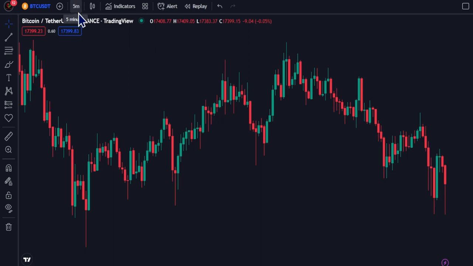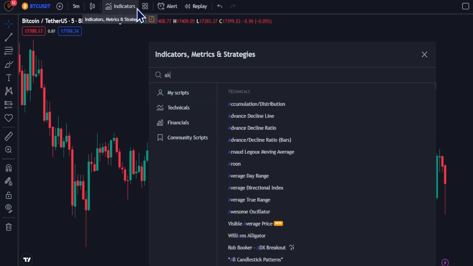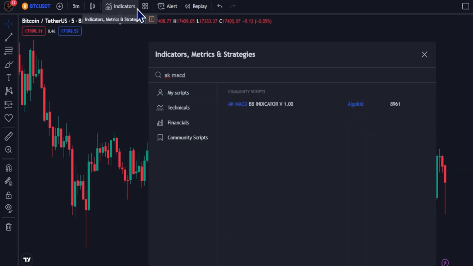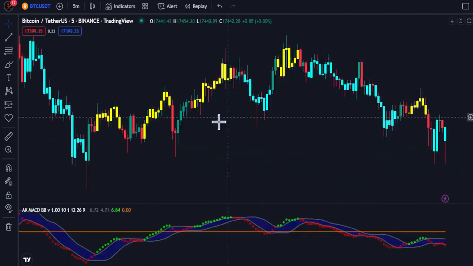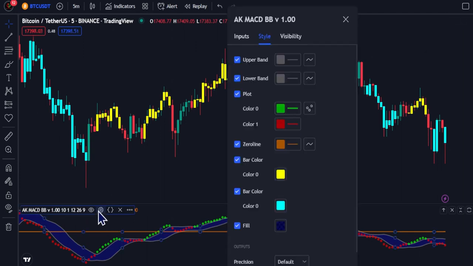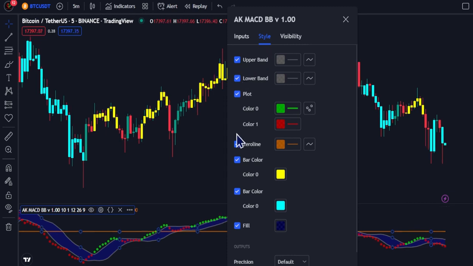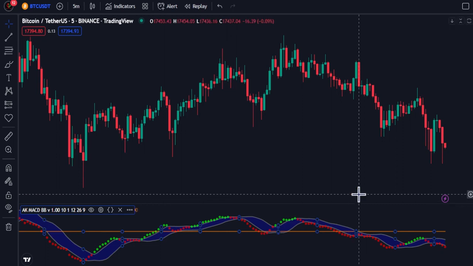Now, let's add the improved MACD indicator to the chart. Click the Indicator Search tab and type in AKMACD. Click this one created by AlgoKid and add it to the chart. Let's head over to the settings of the indicator to optimize it for the strategy. Go to the Style section and uncheck the bar colors item. That was all that we needed to do.